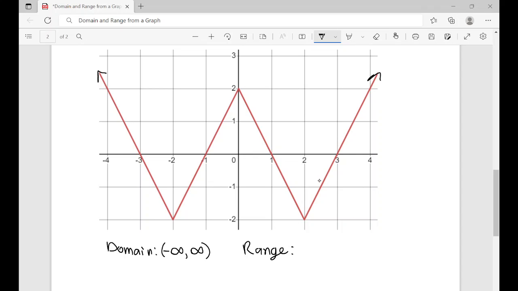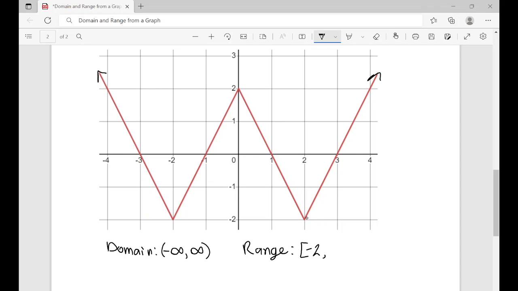So now for the range, we need its lowest point. And its lowest point is here and here. Both cases it is -2. So, because it's touching -2 on both of them, it gets a bracket.